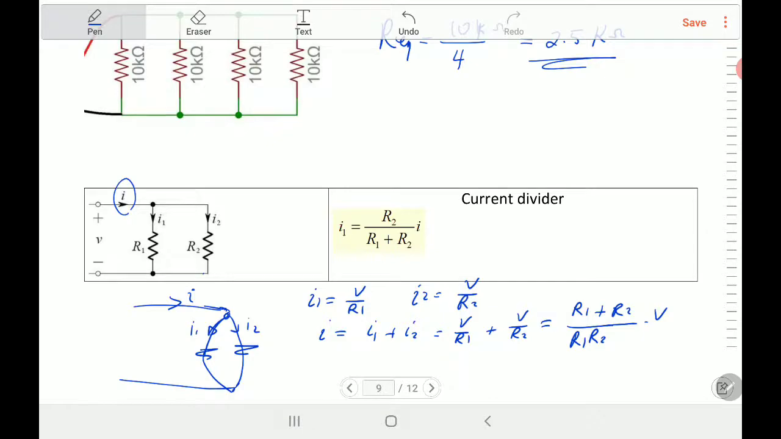True? Okay. Now, if you want to find any current, for example I1, or if you want to find I2, so what's I1?